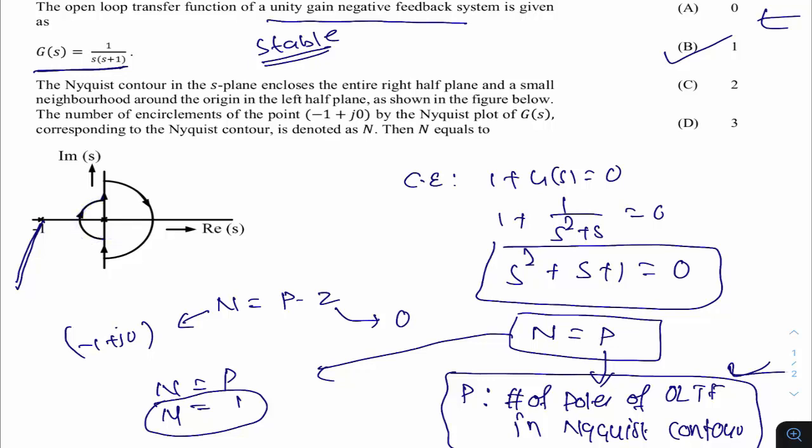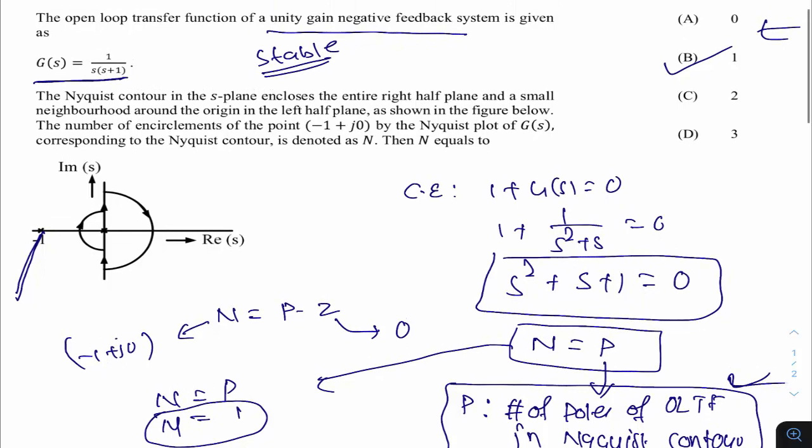It's a very nice question actually. You should know this fact that P indicates the number of poles of the open loop transfer function in the Nyquist contour. The Nyquist contour is including one pole, so that will come into the picture. So P equals to 1, that means N equals to 1. It's a good logical question. If you know the concept, it will take hardly 30 seconds to analyze. If you don't know the concept properly, you will end up putting the answer as 0, which is of course wrong. So 1 is the right answer for this question.